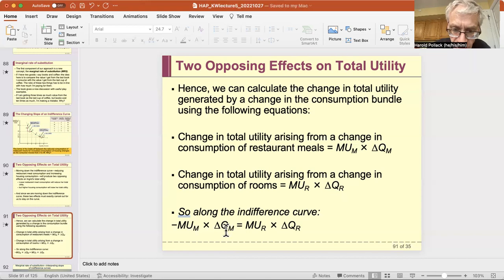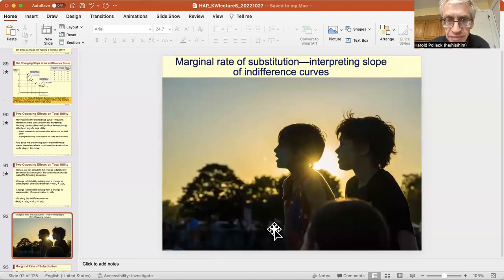So while you're along the indifference curve, the change in utils that comes from consuming a little bit more meals has to be exactly offset by the change in my utils if I have to consume a few fewer rooms to finance that. And so the ratio, when I cross multiply these things, which is what's going to happen on the next slide, the ratio of the marginal utilities is really important for the slope of that curve.